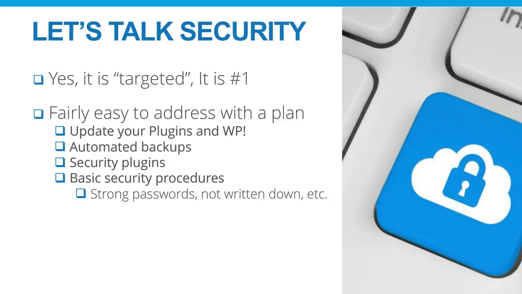Now, in the old days, a lot of people got afraid to do updates because when you did an update, things would break in WordPress. The platform's become a lot more mature. I rarely ever see that happen now. If it does, it is a temporary glitch, and you can easily roll back. And the best way to do that is by having automated backups.